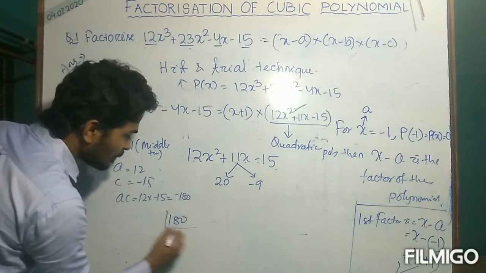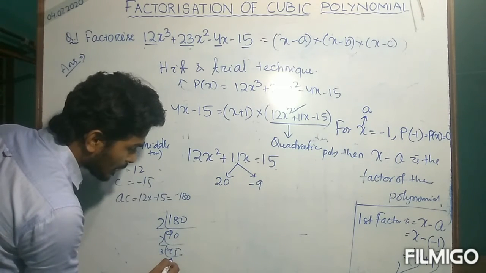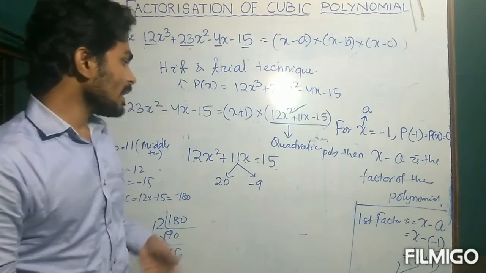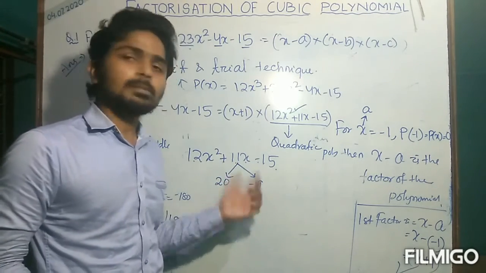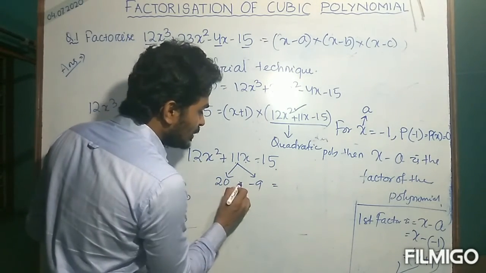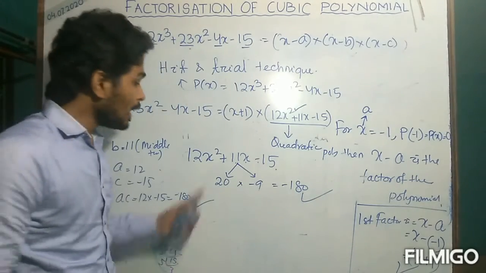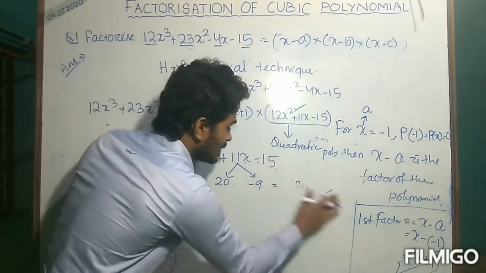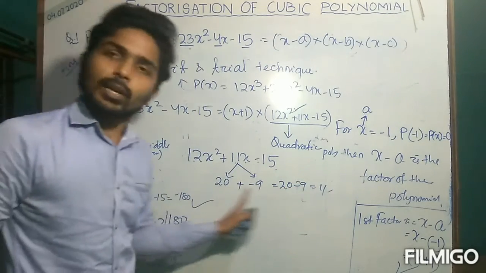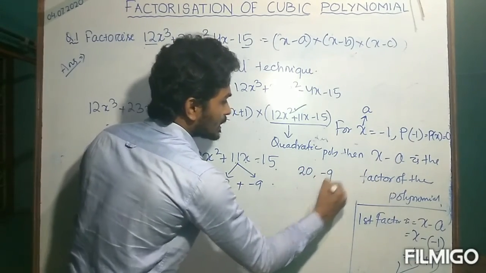By factorizing 180: 90, 45, 15, 5, 3. Okay, so from this we get 11 can be split into two parts, one is 20 and another is minus 9, so that when these two are multiplied, 20 into minus 9, this is minus 180. And when these two are added, it will be 11. So it is true. Now, what are the two parts? The two parts are 20 and minus 9.